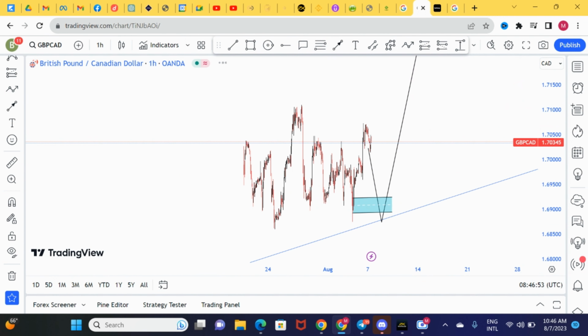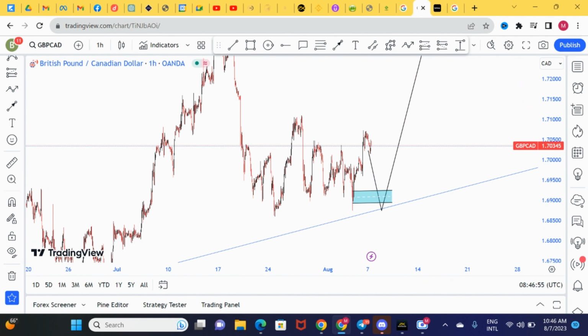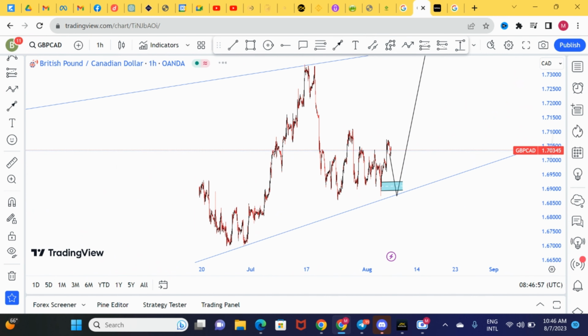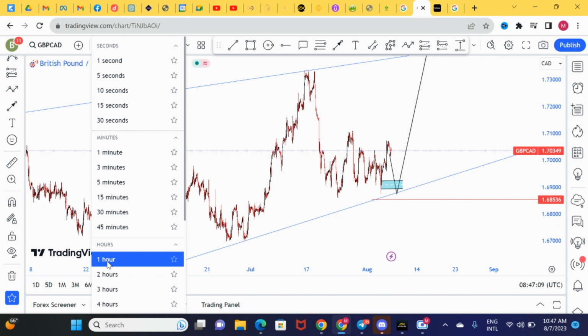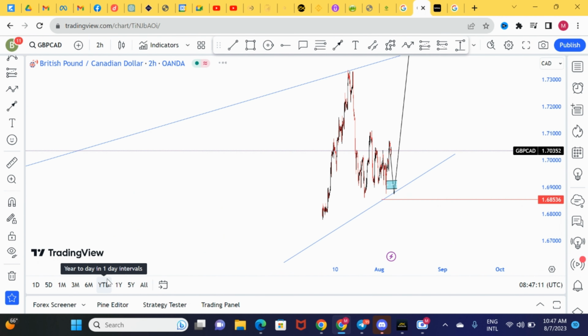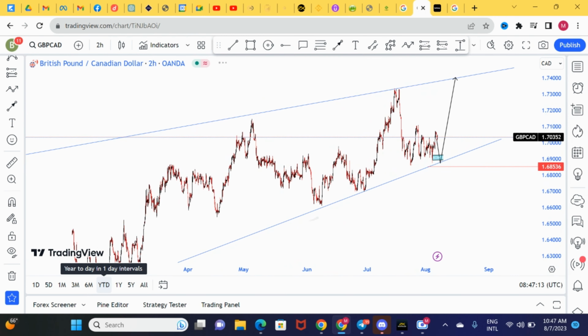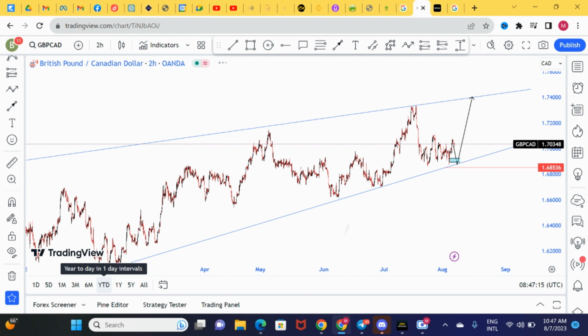If it can come back to that level, I'll be glad to take a trade and then be able to escort it all the way up, right? Which is just closer to the trend line. So yeah, if I'm going to put the stop loss, I'm going to put it slightly below that area. And let's go to the 2 hour time frame. Okay, right. So this is what we'll be looking at. Let's wait to see.